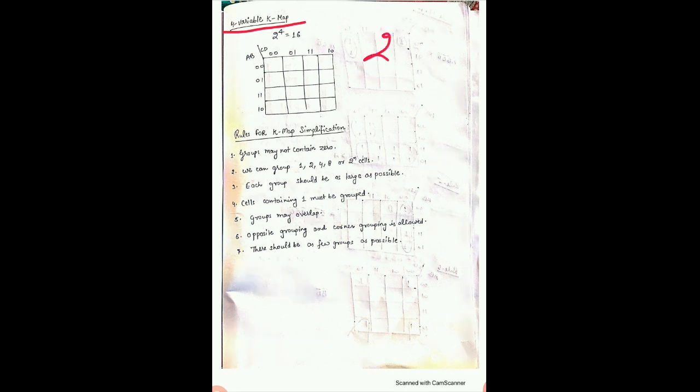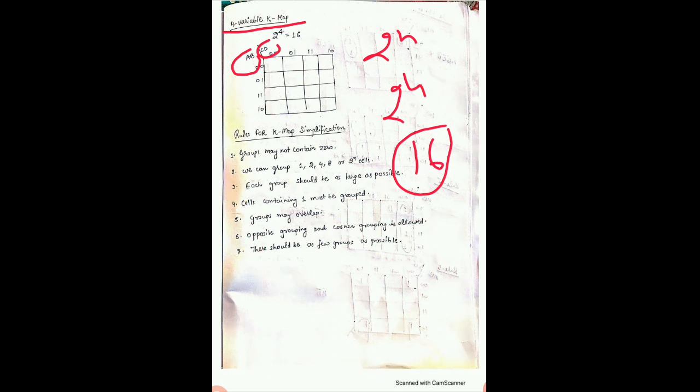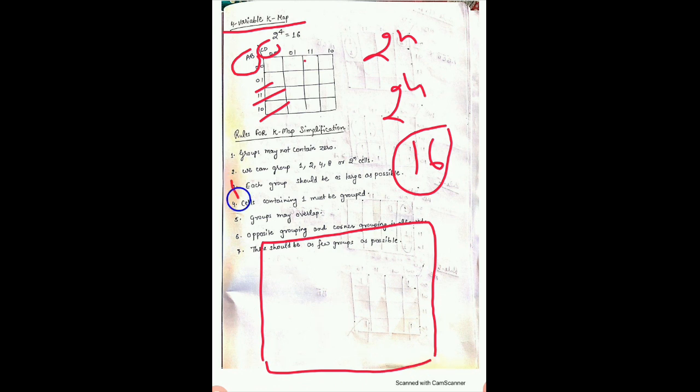Now we are going to the 4 variable K map. In a 4 variable K map, the number of cells is 2 raised to the power n. Then we put n equals 4, and we get 16 cells here. We can put AB here and CD here, or CD here and AB here, and we can get the possibilities of CD and AB.